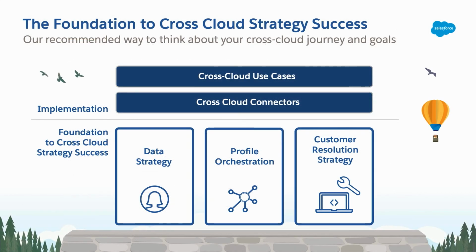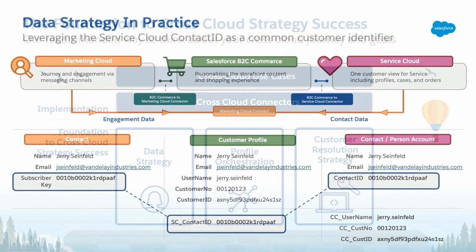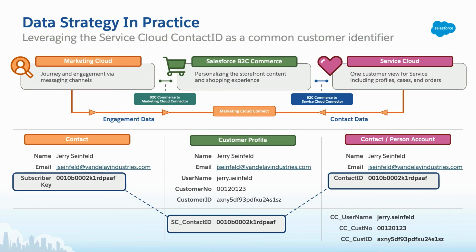All right, so let me pivot now. We've got about 2.5 minutes left. I want to pivot back to the foundation piece about data strategy, orchestration, and resolution. The connector is one of the linchpins to our cross-cloud strategy today because it helps facilitate these three very specific things. So what we have here is a cross-cloud integration scenario.